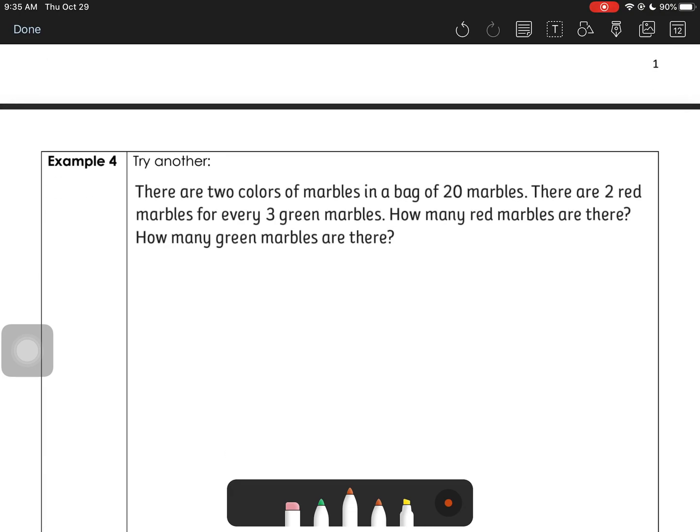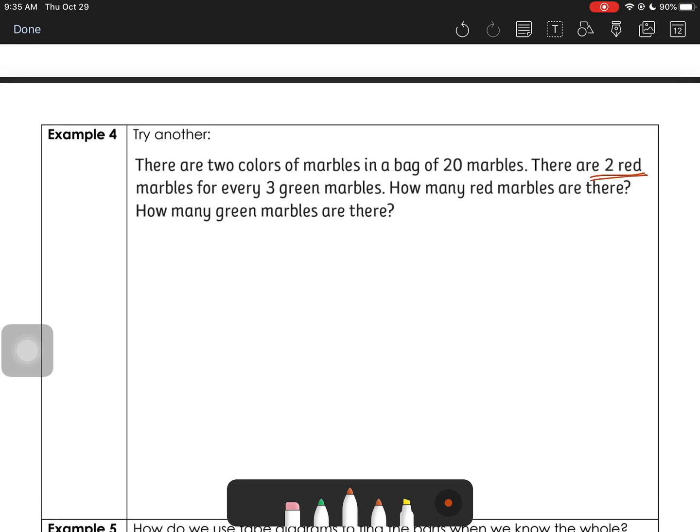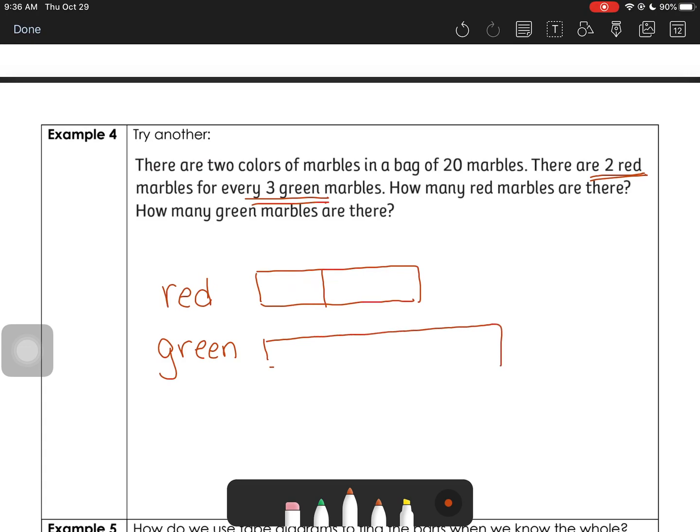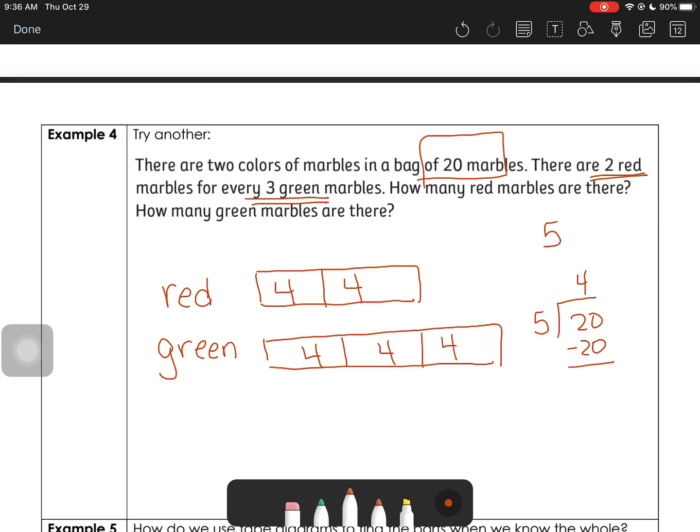Number 4, there are 2 colors of marbles in a bag of 20 marbles. There are 2 red and 3 green. So let's make our red and our green. There are 2 red sections of marbles and 3 green sections of marbles. In all, there are 5 sections. Since there is a total of 20 marbles, we're going to take 20 divided by 5, and that goes in there 4 times. So there will be 4 marbles in each section. It asks us how many of each. So there will be 8 red, and there will be 12 green. This is going to be a part to whole relationship, because we're talking about the entire set of marbles.